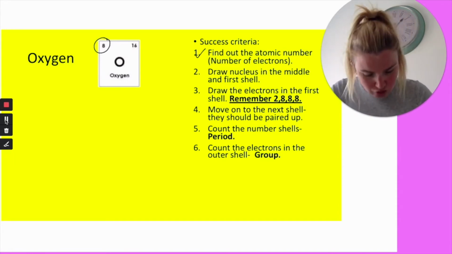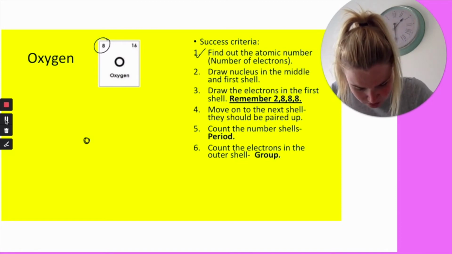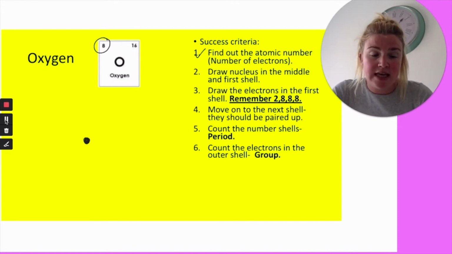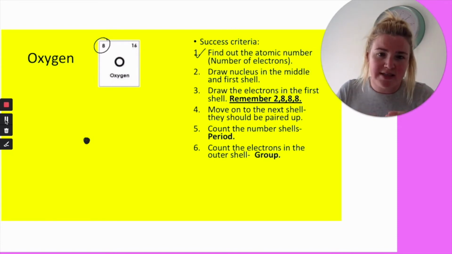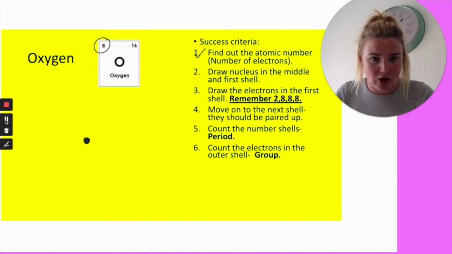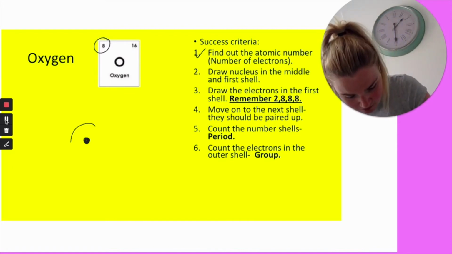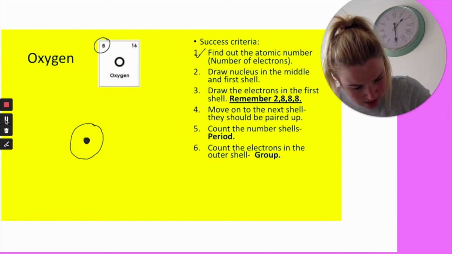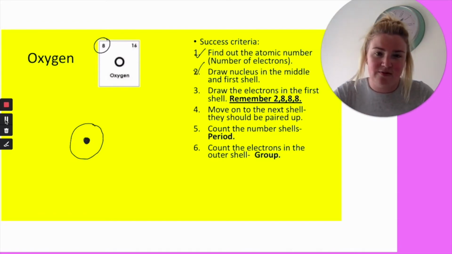Then I want you to draw a nucleus, okay? We're just going to draw a nucleus as though it's a black dot. Sometimes you see it with the letter of the element, but oxygen's a bit hard because it looks like an O. So we're always going to draw the nucleus as though it's a black dot, okay? And then we're going to add our first shell. Draw the electrons in the first shell, okay?